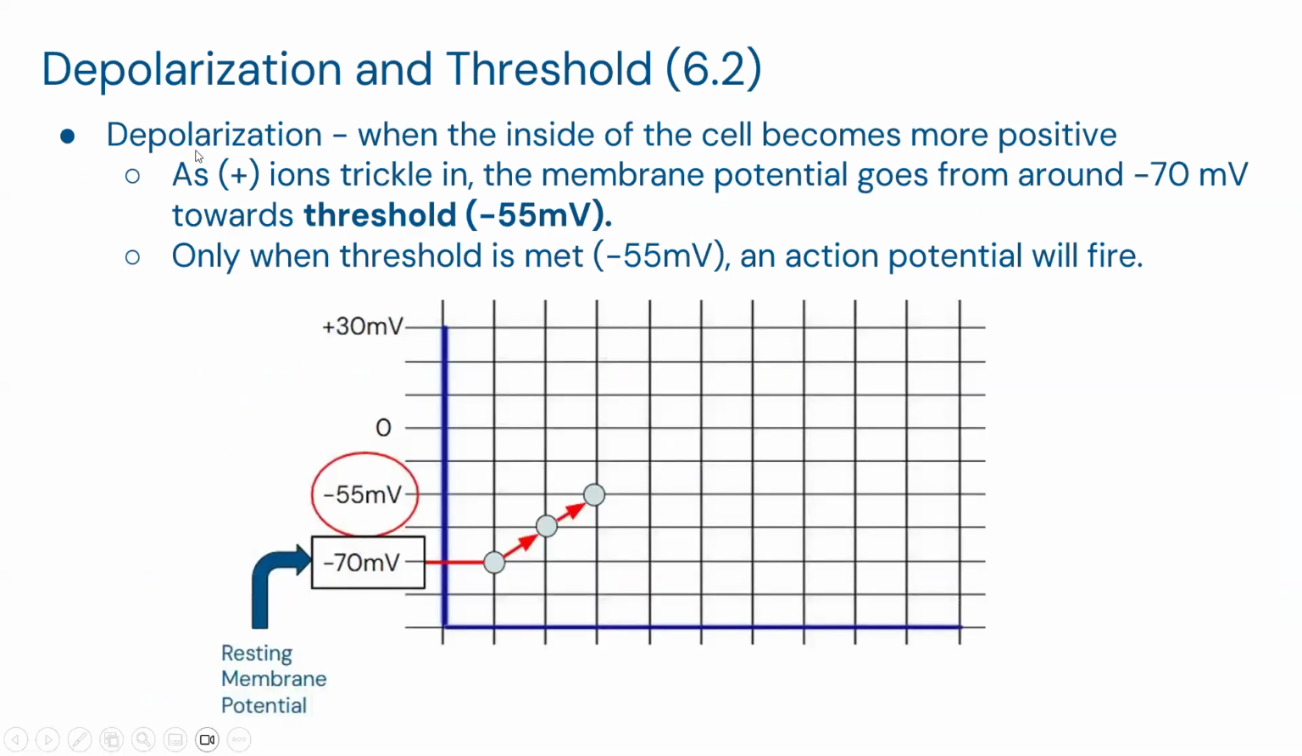Okay, so depolarization is when the inside of our cell starts to become more positive. So positive ions are coming in. In this case, we started with sodium on the outside. So sodium is going to start to enter our cell, and we're going to come up towards negative 55 millivolts. So we could draw a dotted line across this graph that we call the threshold, and we'll talk about what happens if we meet or don't meet this threshold.